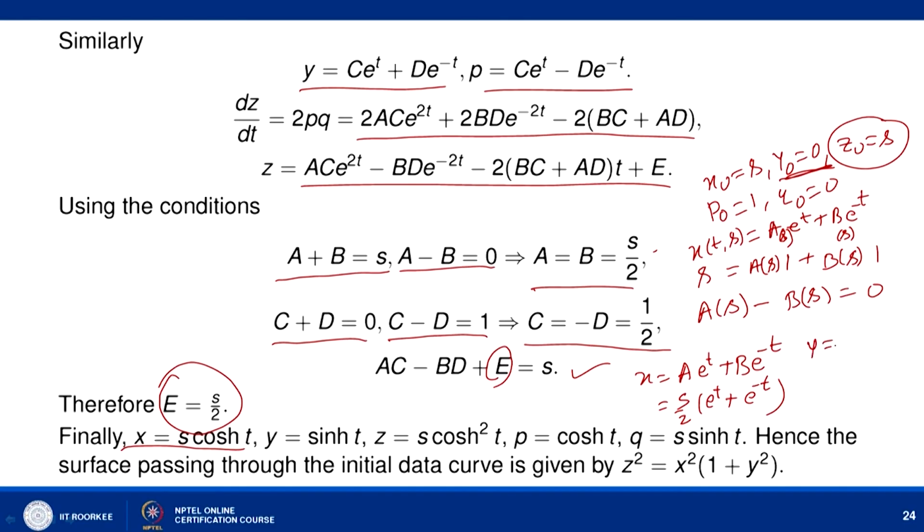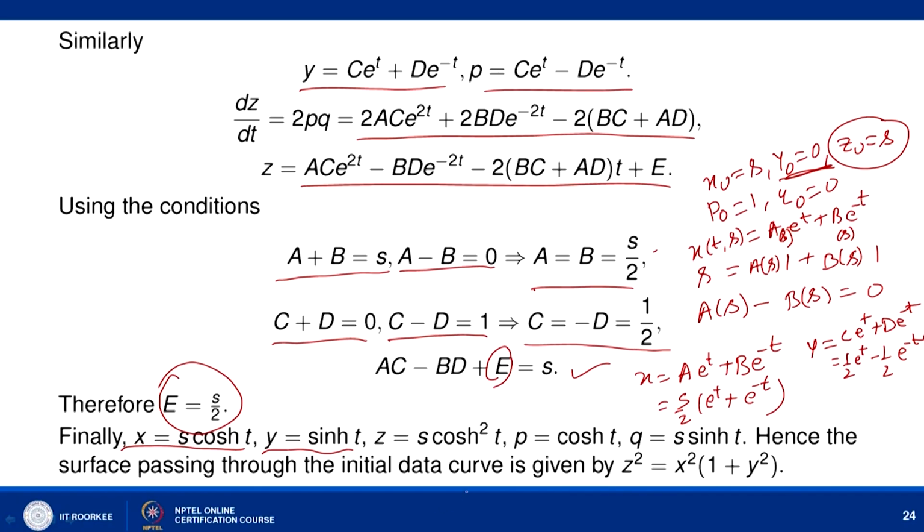Similarly we can write y as c e to power t plus d e to power minus t. So it is 1 by 2 e to power t minus 1 by 2 e to power minus t, and we can write this as y equal to sin hyperbolic t.